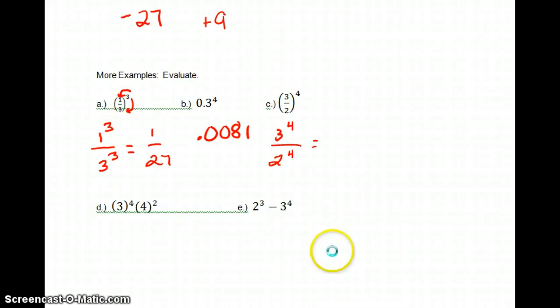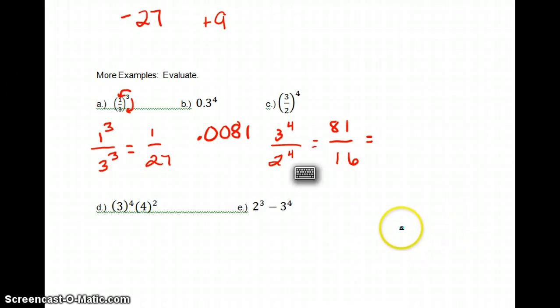We bring down our positive 25. And now we have one more step, and that is addition. 18 plus 25 is 43. And we have the answer to that simplified expression.